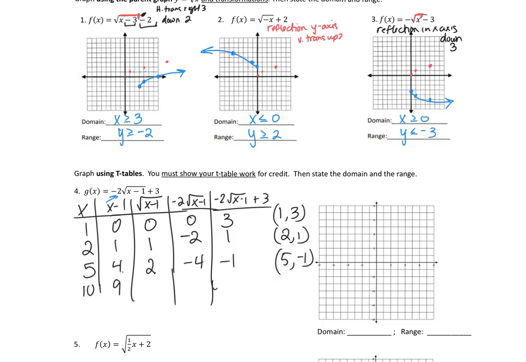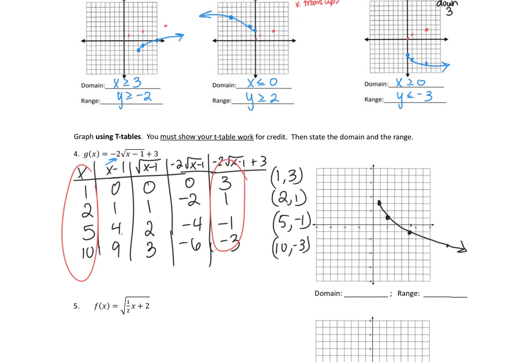And this one's not going to fit on my graph, but we'll do it anyways. The square root of 9 is 3. 3 times negative 2 is negative 6. And negative 6 plus 3 is negative 3. And so we'd have the point 10, negative 3. We're taking these x values and these y values. Okay, so if I plot those, I get 1, 3. I get 2, 1. 5, negative 1. And 10, negative 3. And that graph goes like this.